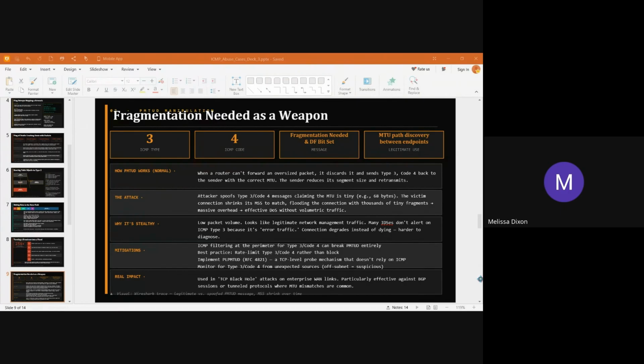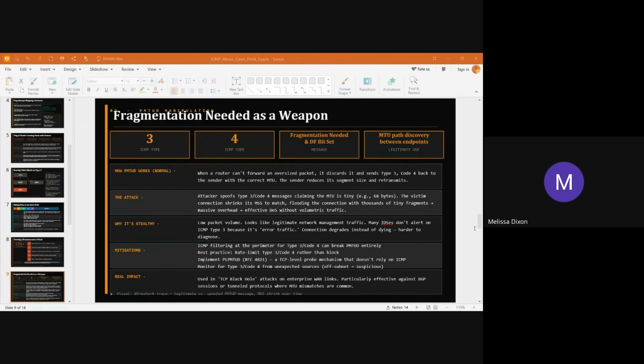The key mitigation to this is PMTUD where TCP discovers the path MTU itself using probe packets, never relying on ICMP. So if the victim implements this, spoofed type 3/4 messages are ignored entirely. Type 3/4 messages are completely ignored at that point.